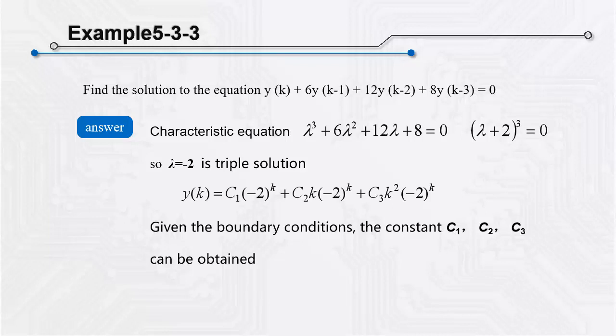Now let's do another example of multiple roots. Suppose the difference equation is the following. Find its homogeneous solution. This is a third-order difference equation, so the characteristic equation is expressed as follows. Its characteristic root is a triple root, so the homogeneous solution is an expression that looks like this. As for C1, C2, C3 in the analytic form, we can solve for them based on the boundary conditions.